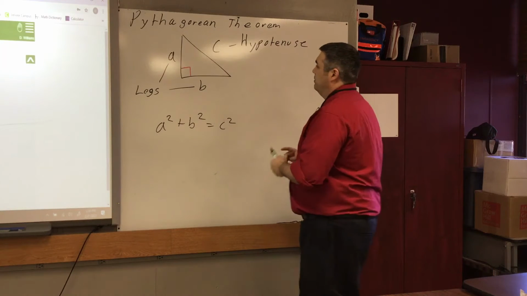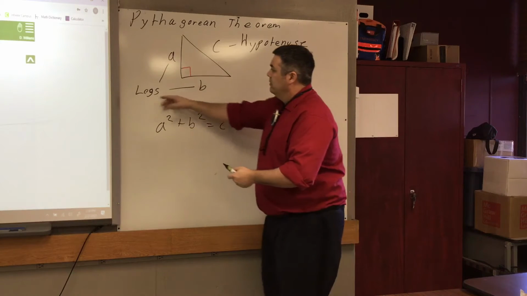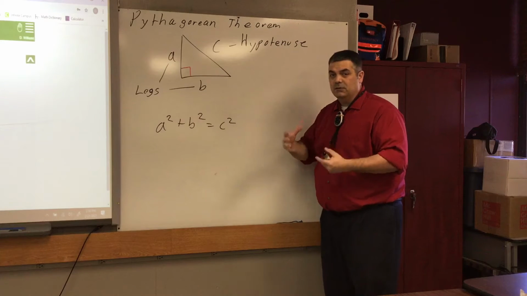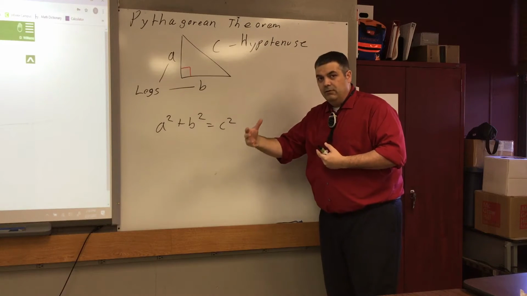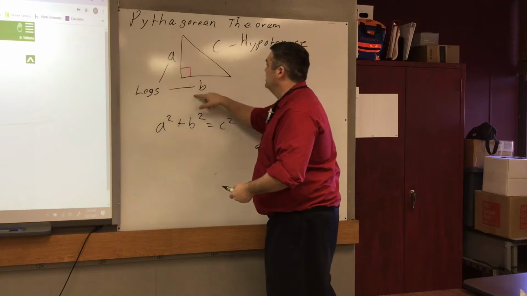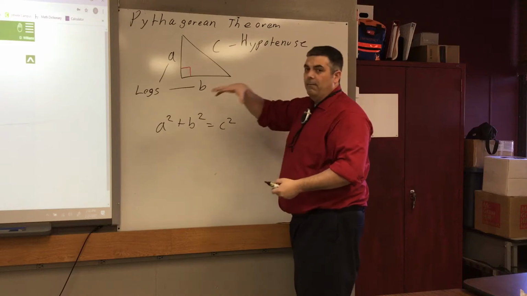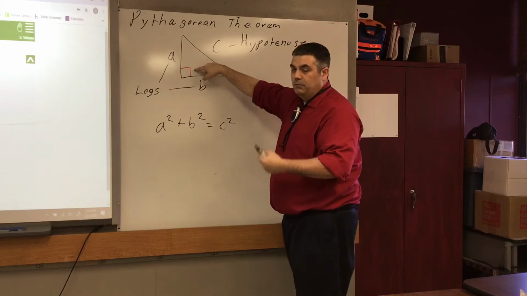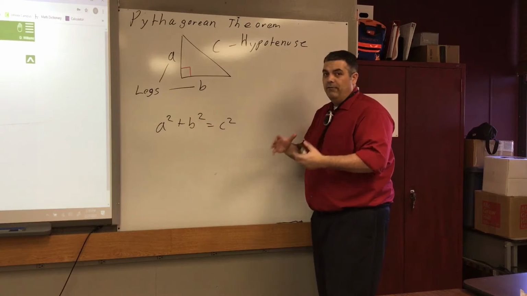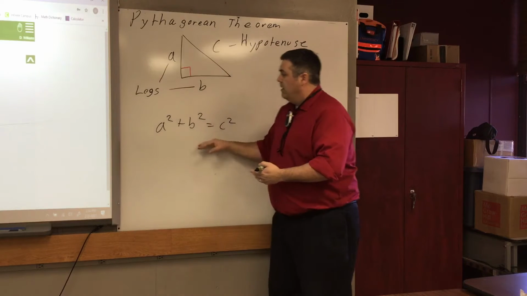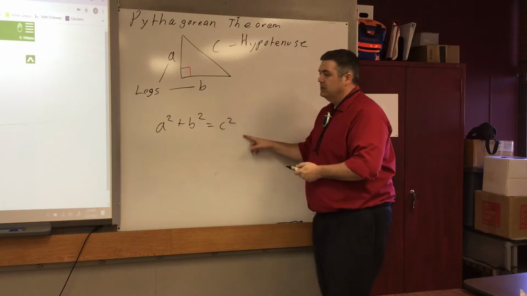So for the Pythagorean Theorem, the first thing you need to know is that you have the legs and you have the hypotenuse. I'm going off the assumption that you already watched that other video. Remember, the hypotenuse is always directly opposite the right angle. And the Pythagorean Theorem only works if you have a right triangle. So here is our formula: a squared plus b squared equals c squared.